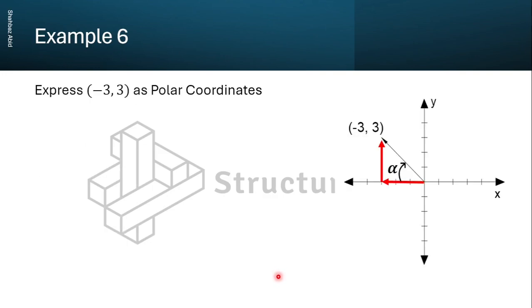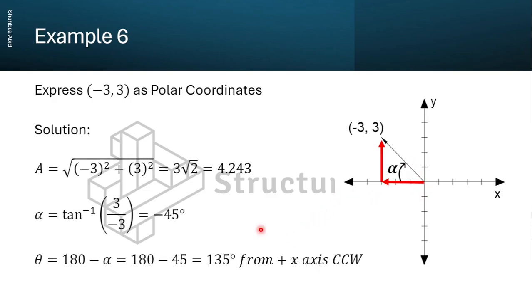Let's see example 6. Express (-3, 3) as polar coordinates. So now we are in the second quadrant. We have moved -3 in the x direction and +3 in the y direction to reach this vector. Again, the triangle is created here. We can use the Pythagoras theorem to get the magnitude of this vector, and the magnitude of the vector is always positive.